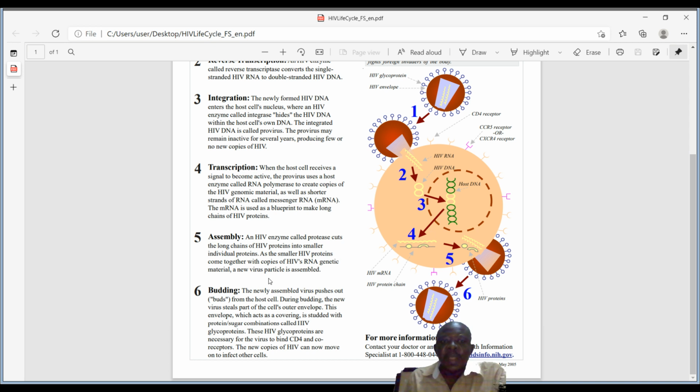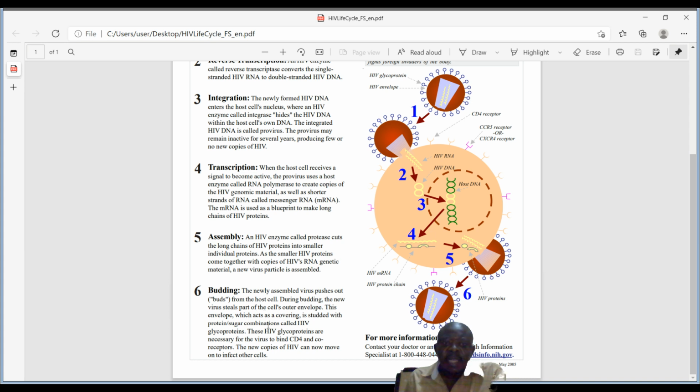And then we have the last stage, which is budding. The newly assembled virus pushes out like a seed coming out of the soil, so it buds out. This happens when the newly assembled virus buds out of the host cell, creating walls within the host cell and forming its envelope. So the newly assembled virus pushes out or buds from the host cell. During budding, the new virus steals part of the cell's outer envelope.